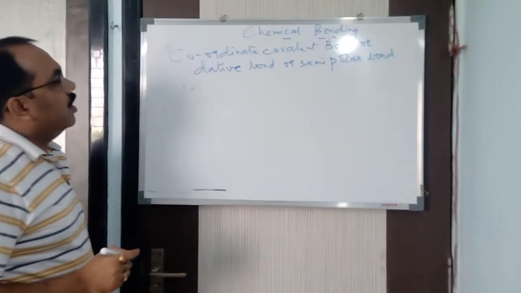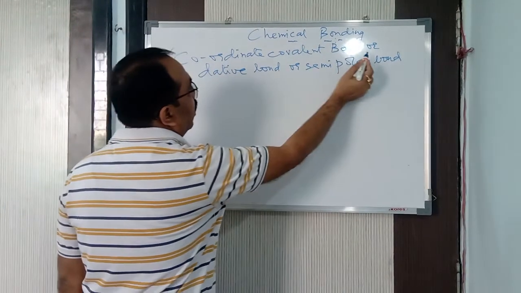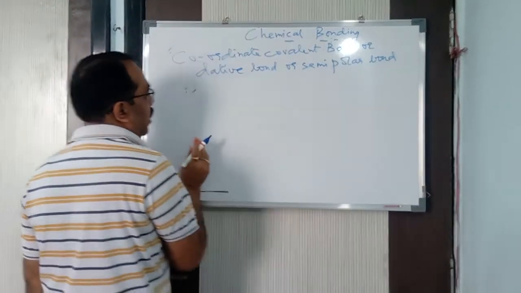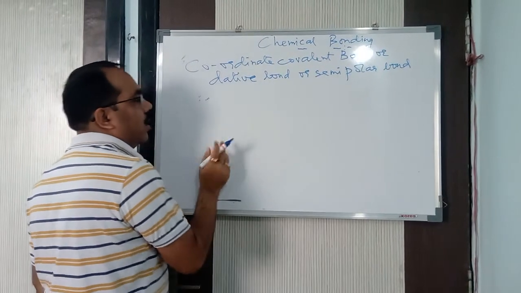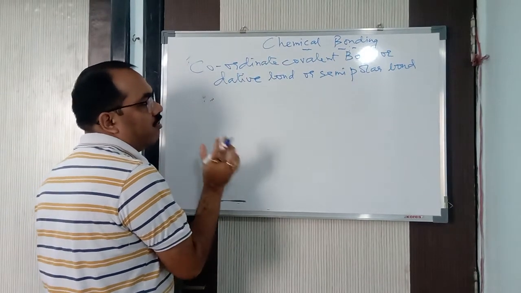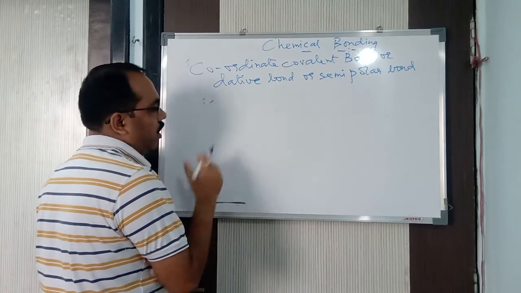So the last part of this particular chapter, chemical bonding, is the coordinate covalent bond, or dative bond, or semi-polar bond, we can say that. Now let me tell you about the coordinate covalent bond. You will find that this molecule has the properties of both ionic as well as covalent.